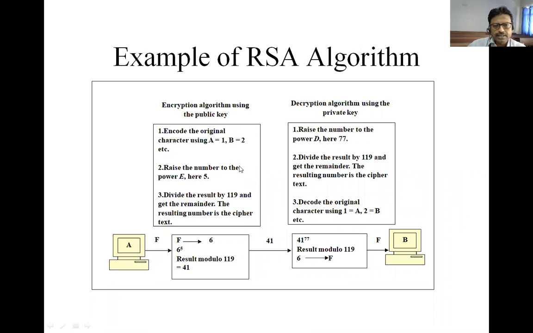This is another example in which we have to encrypt a value, F. F is the plain text. F is first converted into its numeral. A stands for 1, so F stands for 6. So 6 to the power 5 mod 119 gives 41. So 41 is the ciphertext which is sent to the receiving end. The receiving end will use 41 to the power 77 mod 119, and it gets 6. So 6 is equal to F. This is how the RSA algorithm works.